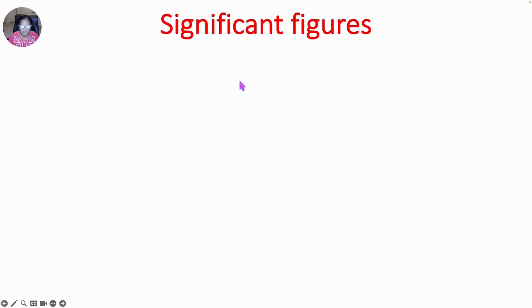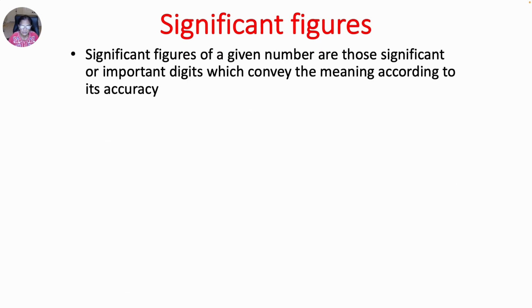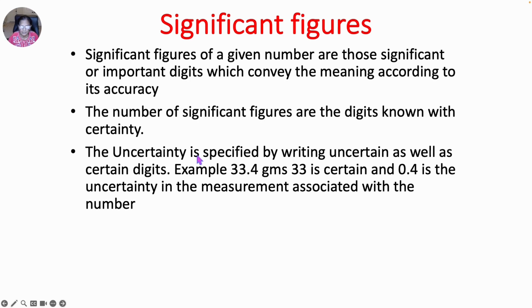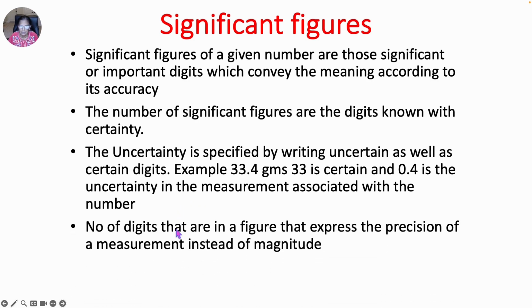Now let's see what are significant figures. Significant means important. Significant figures are significant or important digits which convey the meaning according to its accuracy. The number of significant figures are the digits known with certainty. The uncertainty is specified by writing uncertain as well as certain digits. For example, 33.4 grams. 33 is certain and 0.4 is the uncertain number in the measurement. The number of digits in a figure expresses the precision of a measurement instead of magnitude.